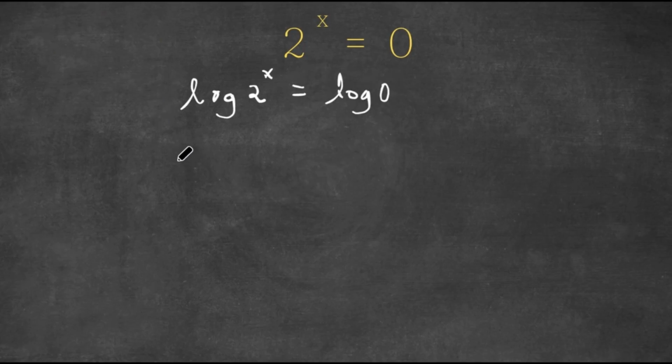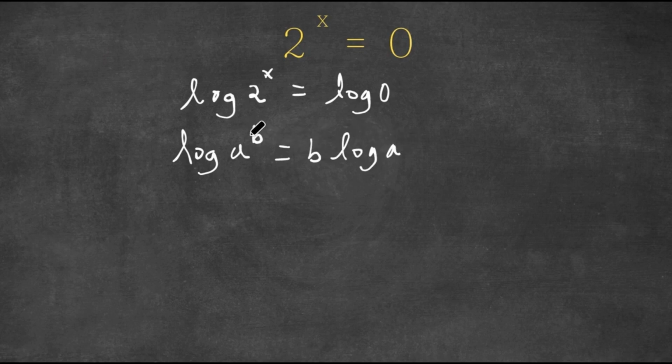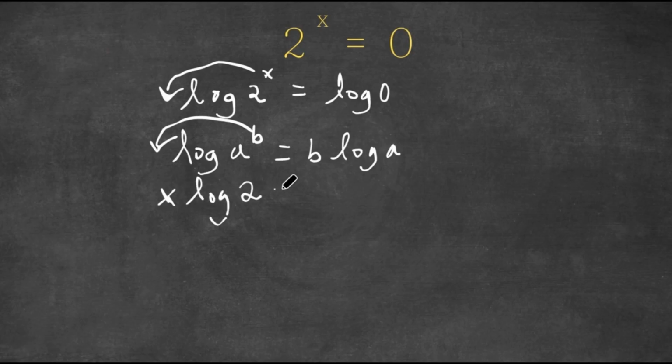Now, if I have something in the form log a to the power of b, this is equal to b times log a, because I can actually move this exponent b to the front of the logarithm. So this is actually an important property of logarithms. And I'm going to use this property on log 2 to the power of x. So I'm going to simply move this x to the front of the logarithm. So now I would have x times log 2 is equal to log 0.